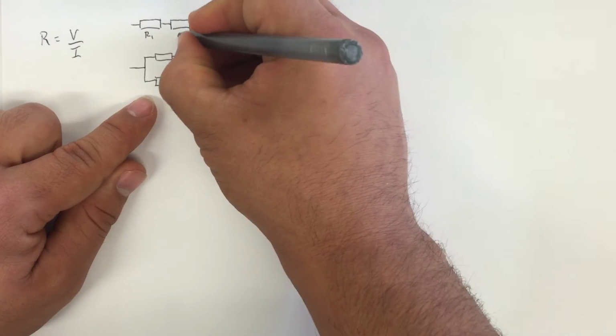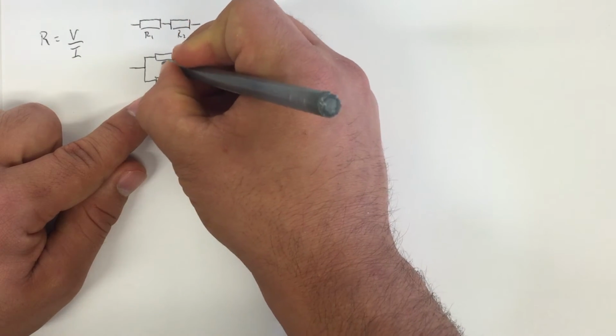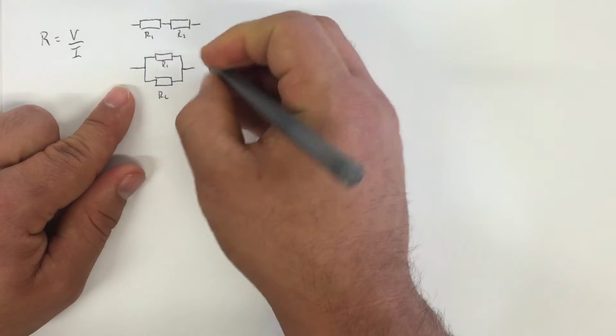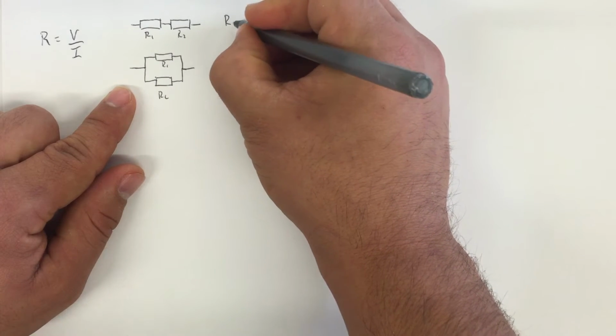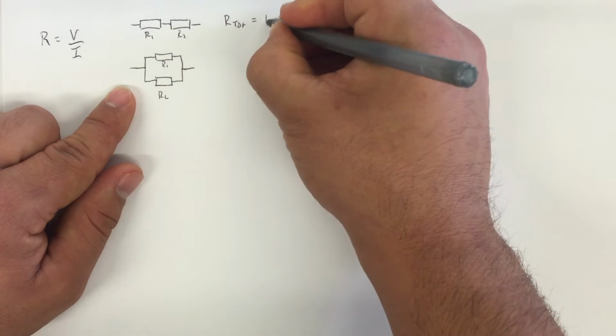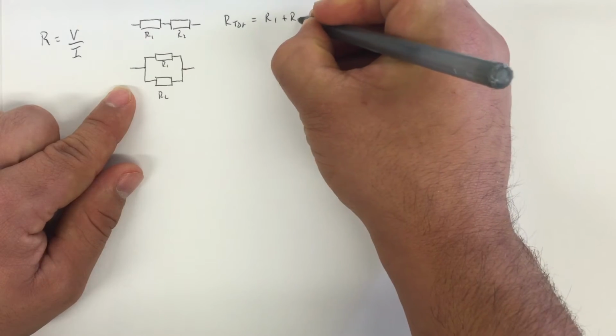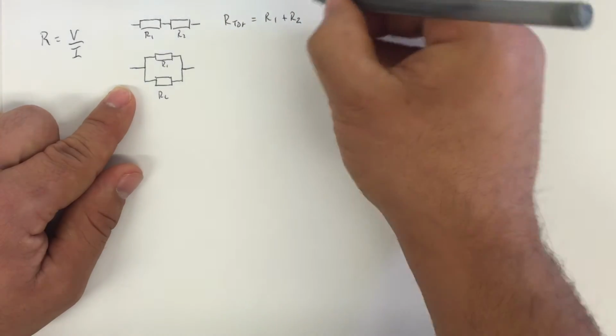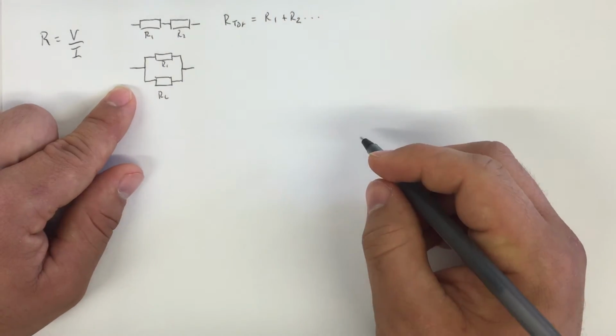So we've got R1 and R2, and I'm going to do the same here, R1 and R2. So resistors in series is very simple. The total resistance is just each resistor added together. Okay, and that's it. There's nothing more to it than that.